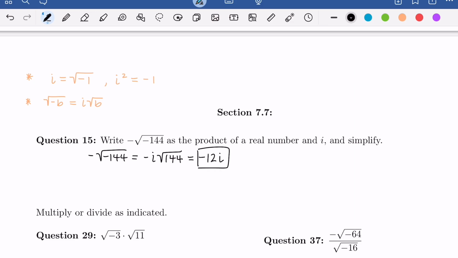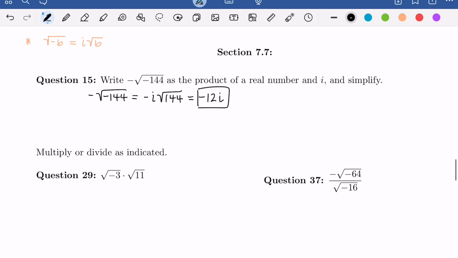All right, let's look at these next two examples here. We want to multiply these two radicals. So in this case, since these are both square roots, we can write them under one radical and multiply them. So we have negative 3 times 11, so this would give us negative 33. Now, we want to write this as the product of a real number and i here. We don't want to leave this as just the square root of a negative number. So we'll rewrite this as i times the square root of 33.